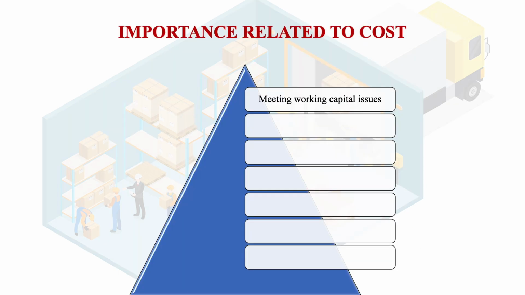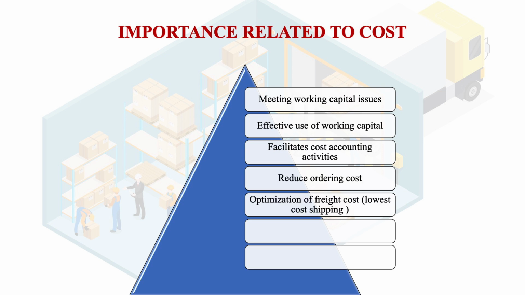It helps in meeting working capital needs, effective use of working capital, facilitating cost accounting activities, reducing the ordering cost, optimization of freight cost and shipping, and minimizing the blockage of financial resources, leading to better revenue and profit. Regarding working capital, it means we can use the minimum working capital to maintain systematic inventory or material management, so there will be effective use of working capital. All the capital we have planned for storing inventory should ultimately be used for the main production line.